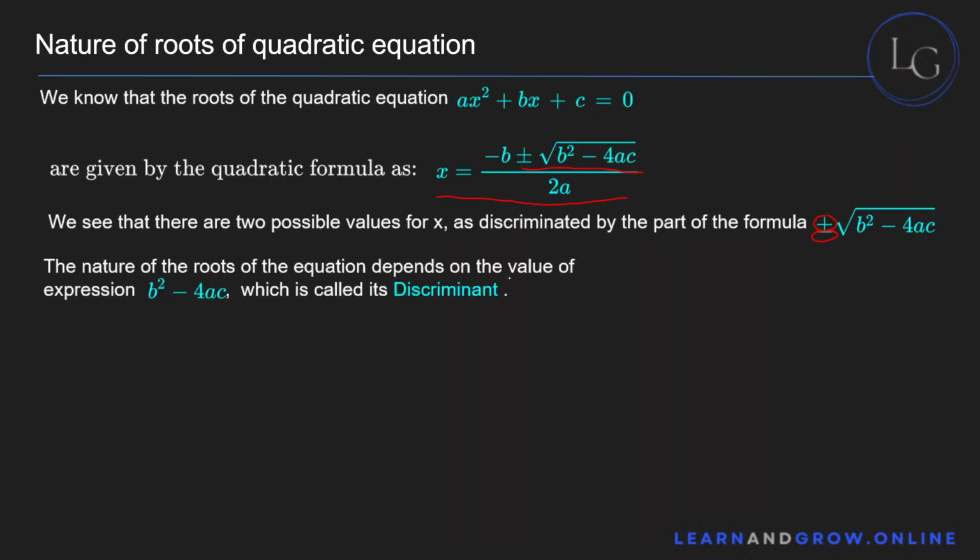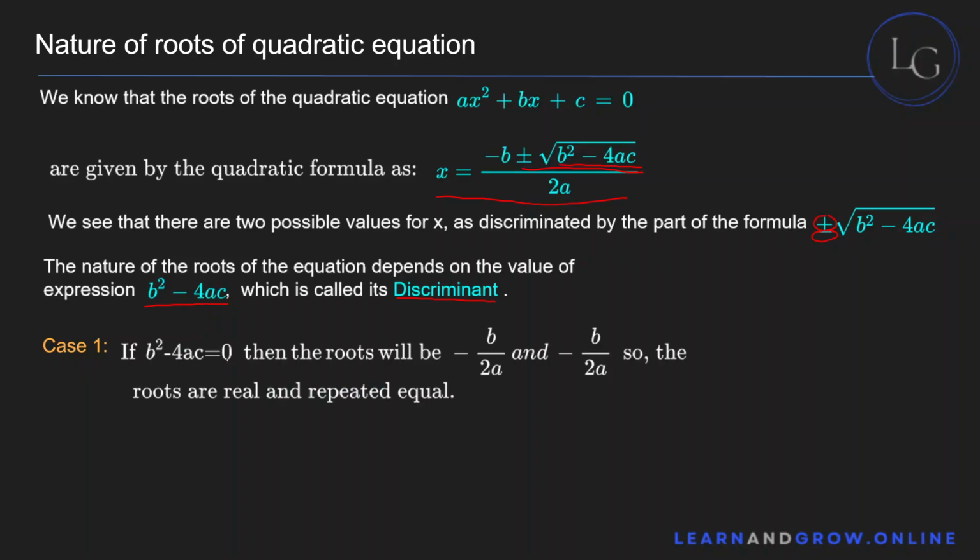So, the nature of those roots will depend on b square minus 4ac, this term, and it will be called a discriminant. So from now on, we'll refer to b square minus 4ac as the discriminant. In the first case, if the discriminant is equal to 0, then the roots will obviously be minus b over 2a, since this entire portion becomes 0 and you're left with minus b over 2a. So the roots will be minus b over 2a twice. They will be repeated, as a quadratic equation has two roots.